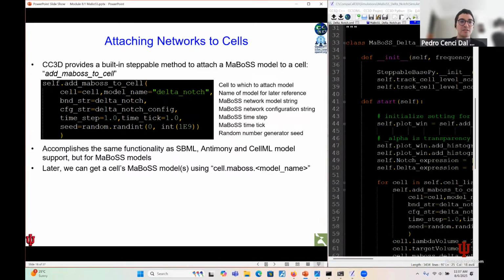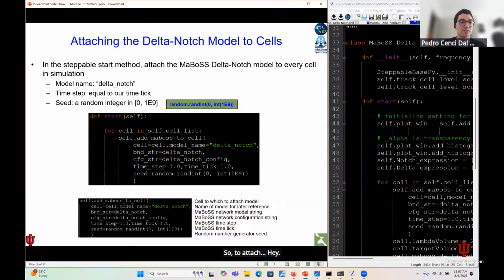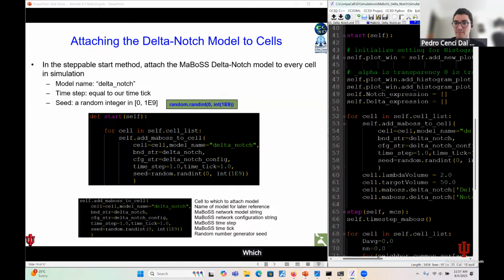So to attach a MaBoSS model to all the cells, we have to do a loop over all the cells. So for cell in cell list, which I have over here. And then we do self.add and pass cell to it. So this is looping over all cells. So by the end of this loop, all the cells have a MaBoSS network attached.